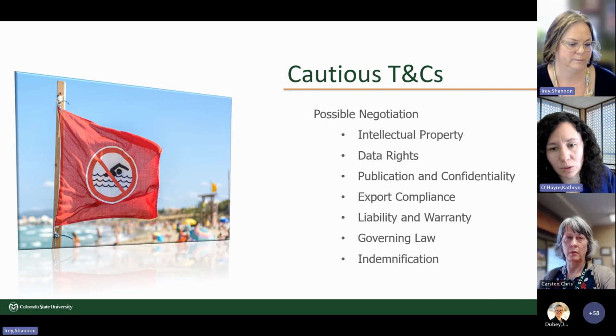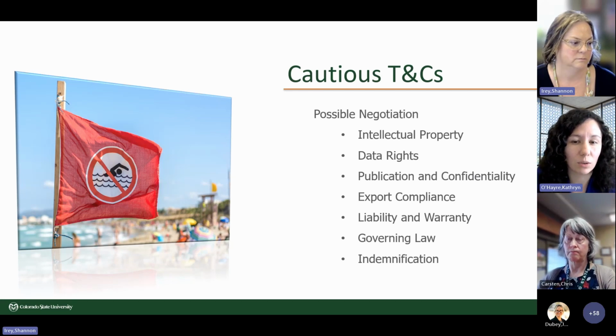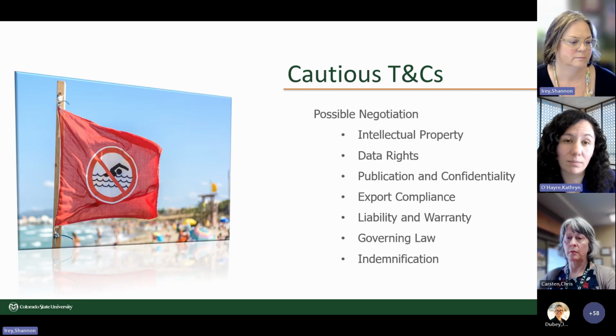Who makes contact with sponsors about publications, export, etc.? Is this the PI or sponsor technical contact? Yeah, so if we need to negotiate, the PI should not be negotiating on behalf of the university. Our authorized organizational representatives are going to do that. So we'll get to that in a second.